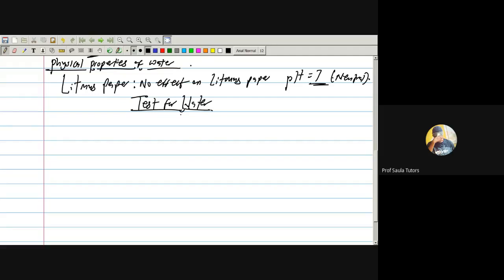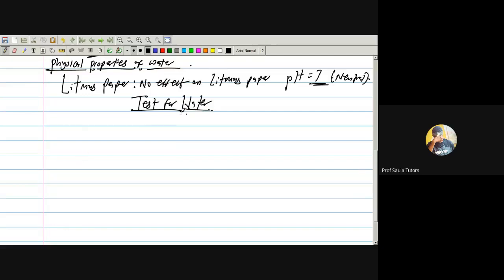And please take note of something. This test for water only determines the presence of water, but it does not determine the purity level of water. Let me use small English to say it. It can just tell us that yes, water is present, or no, water is not present. But this test cannot tell us if the water is pure or not. Take note of that.